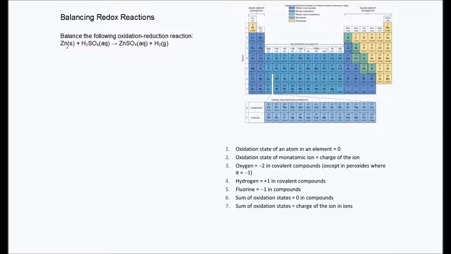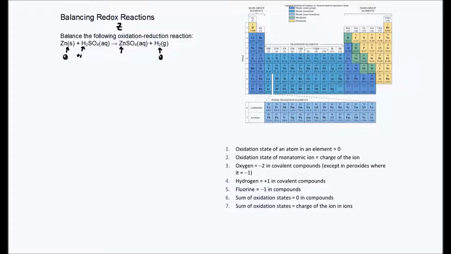So this first zinc, rule 1 applies. A neutral atom in its elemental form, oxidation state 0. And if I want to skip ahead a little bit, so is the hydrogen down here. It's an atom in its elemental form, also oxidation state 0. Now, this hydrogen in the sulfuric acid is actually H+. It's a monatomic ion, which means rule 2 applies to it. It's +1.